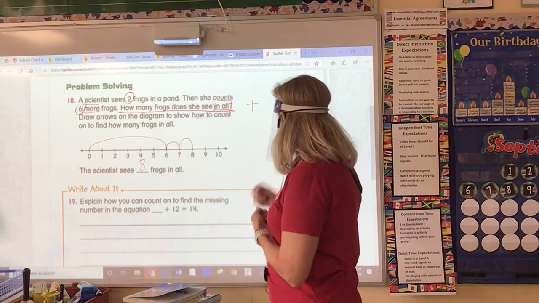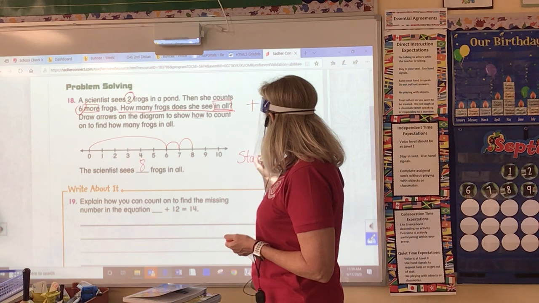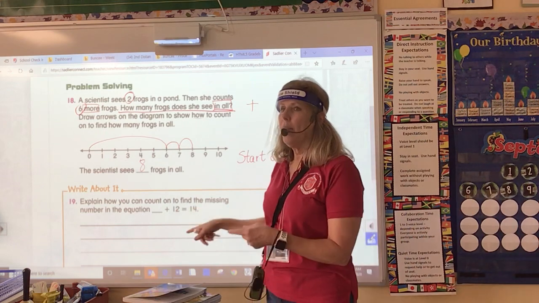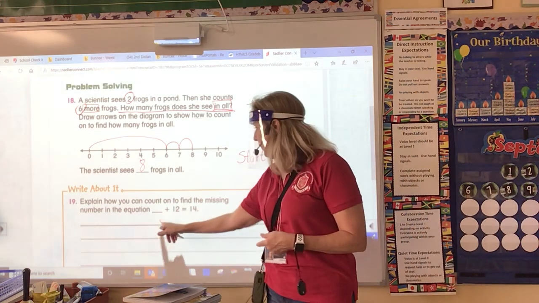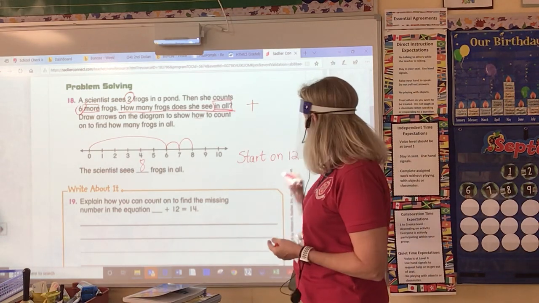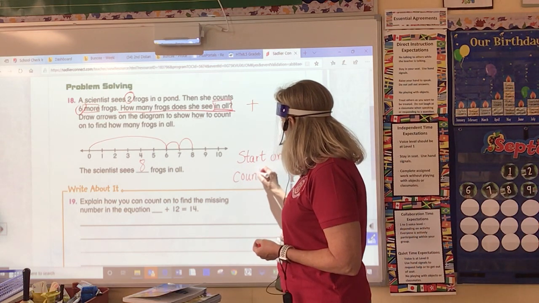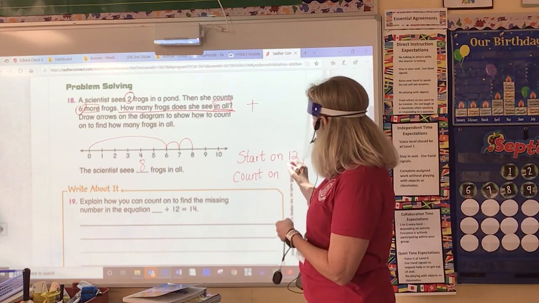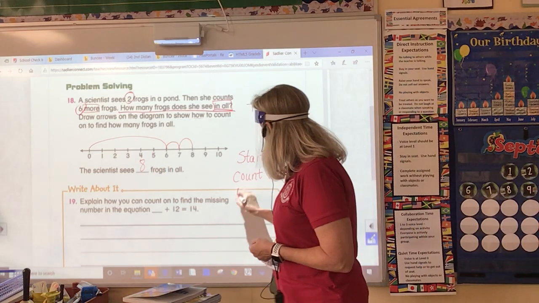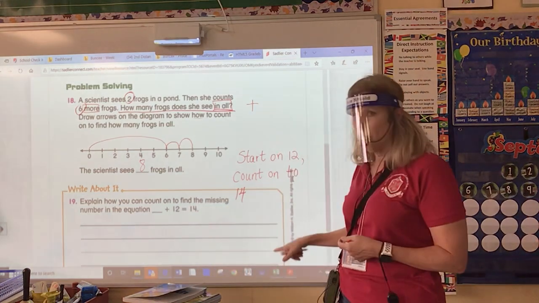Start on 12. Okay, so we're going to start on the 12 and add 2 more. Okay, but we don't know that, right? Because we don't know what this is. But what will we do? We're going to count on, start on 12, and then we're going to count on to what number? To 14. Okay? And then we would find how many we had to count on.